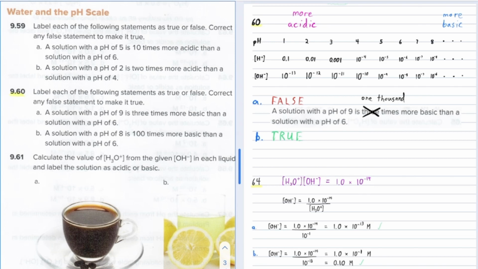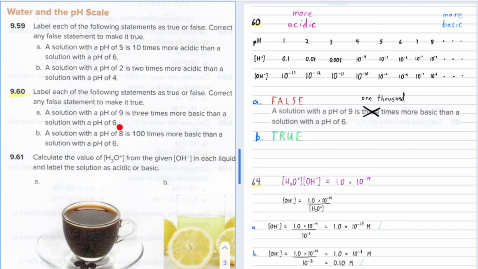Number 60. Label each of the following statements as true or false. Correct any false statement to make it true. So we're given two statements here. Let's read the first one. A solution with a pH of 9 is 3 times more basic than a solution with a pH of 6.